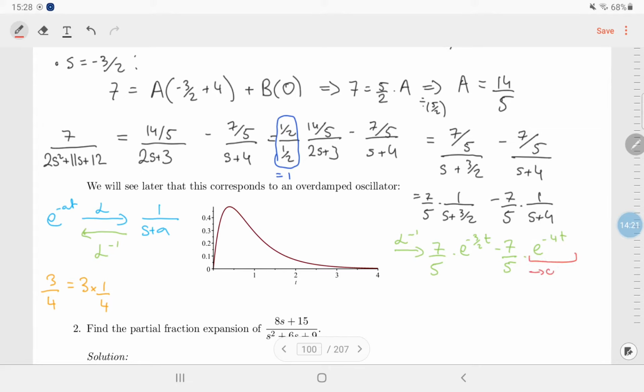So this goes to 0 fast. This one goes to 0 slow. I'm just going to write slow. And so you have an overdamped, this actually corresponds to an overdamped oscillator. The graph looks like that. If you put t equal to 0 into that green thing, you'll get out 0.